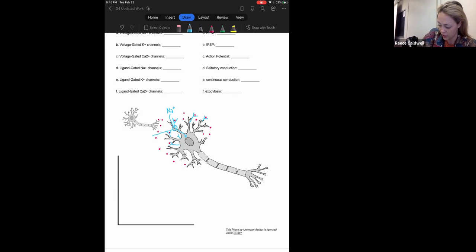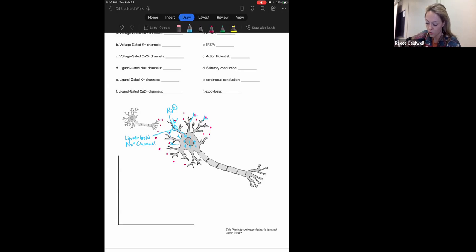So this specifically is called a ligand-gated sodium channel. Once we open those ligand-gated sodium channels, sodium can flow into the cell. And when sodium flows into the cell, the cell body becomes more positive, because sodium has a positive charge.